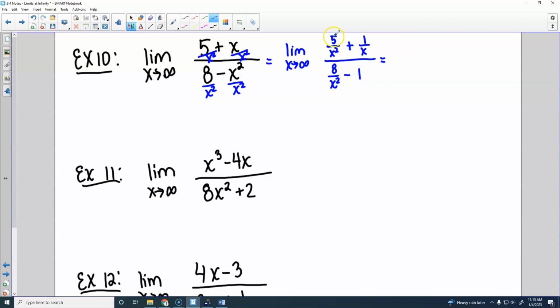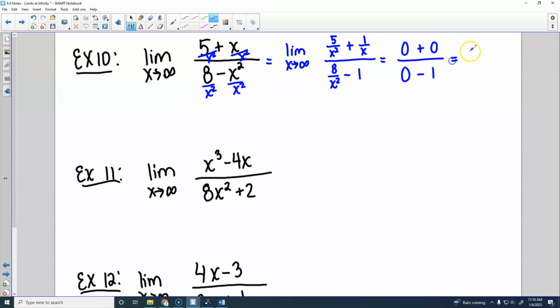All right, so 5 over x squared, number on top, variable on bottom. That bottom of the fraction is going to get bigger and bigger and bigger. That's going to be 0. 1 over x, same thing, right? Variable on bottom, we're going to get 0. What about 8 over x squared? Variable on bottom, 0. 1 is going to be 1 because it doesn't have a variable.